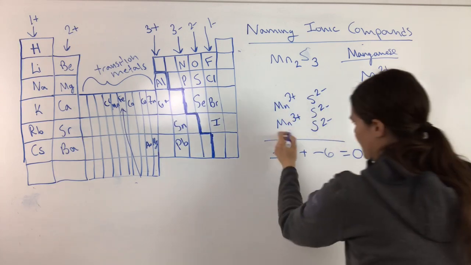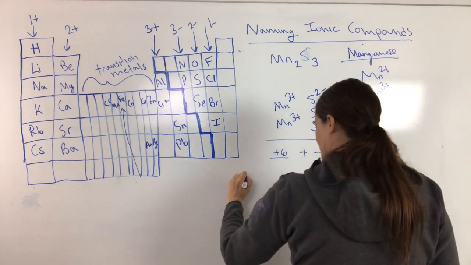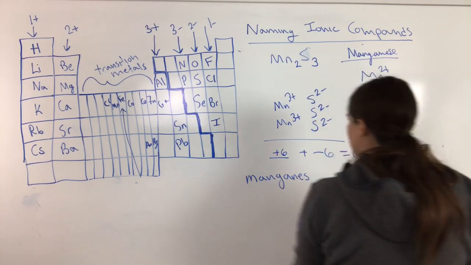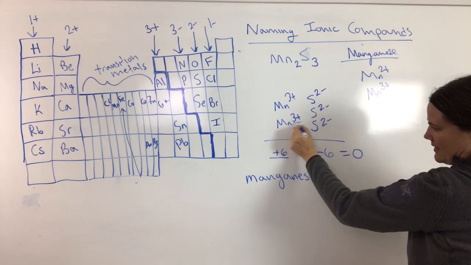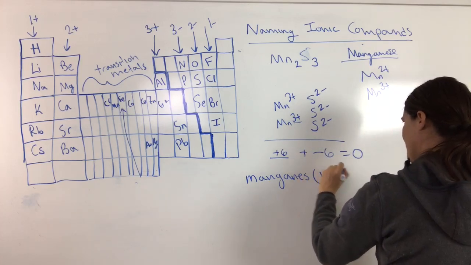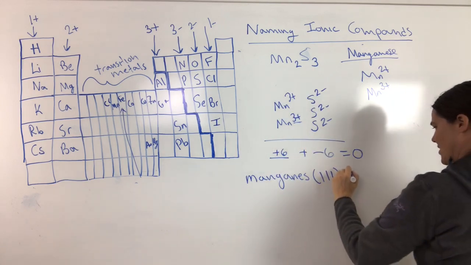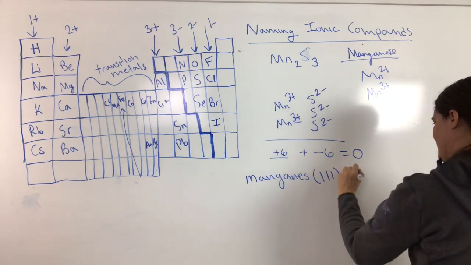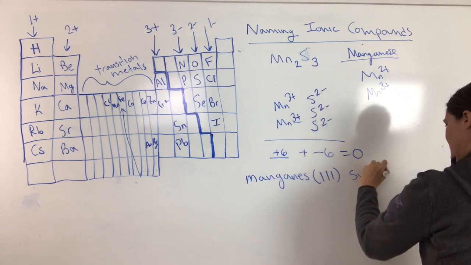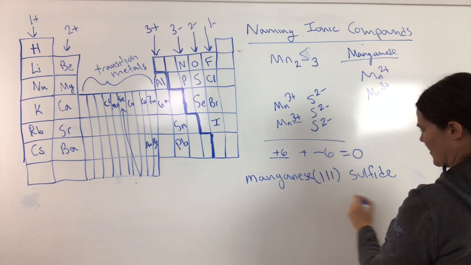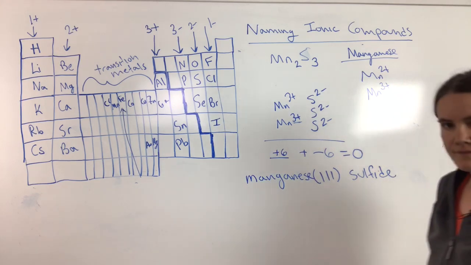So then to write this name, we write the name of the first element, so that's manganese, and then we write the charge as a Roman numeral, so that's manganese 3. Then we have sulfur, and remember it's the first syllable plus "ide", so this is sulfide. So this one is manganese 3 sulfide.